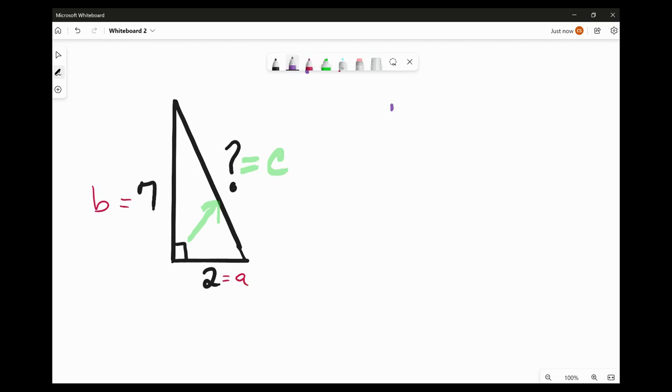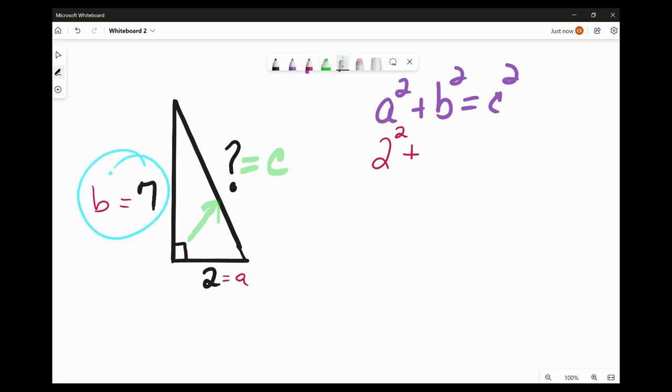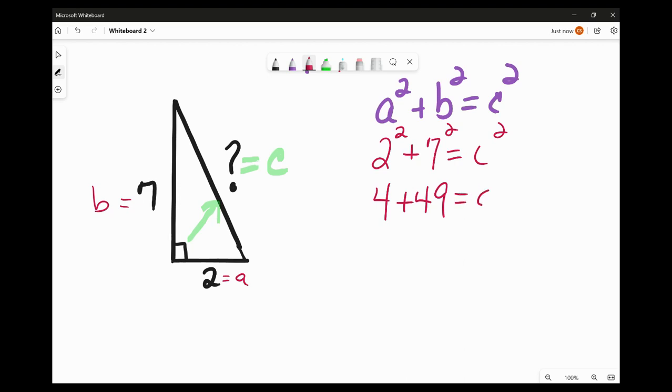So again, we're going to come back to that formula. A squared plus B squared equals C squared. That's the Pythagorean theorem. And now I'm going to plug in values for A and B. So I know that A is 2, so I'm going to say 2 squared. B is 7. You can see that right here. So I'm going to plug that in, and I'll do 7 squared. And then it looks like this. And now I'm going to do the math. 2 squared is 4. 7 squared is 49 equals C squared.